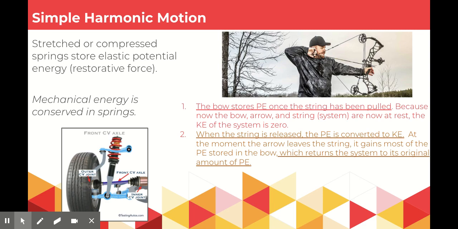And the moment the arrow leaves the string is going to gain most of the potential energy stored in the bow. So that's going to return the system to its original amount of potential energy. So if you want to think about this in terms of that spring constant or Hooke's law, we know that if you increase the distance, that would be one thing. So the longer your draw length is, and also the amount of force that's being applied, your spring constant can change. So if you have a higher spring constant within your setup, your string here, and you have a longer draw length, that can increase the force being applied.